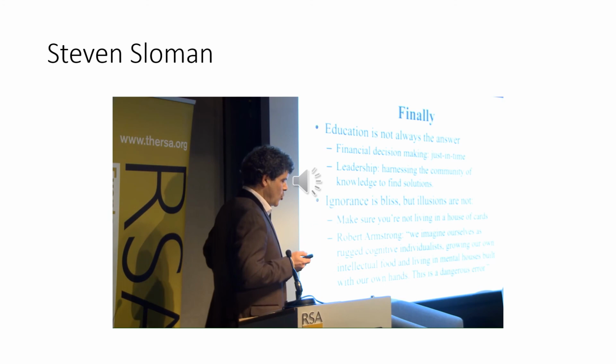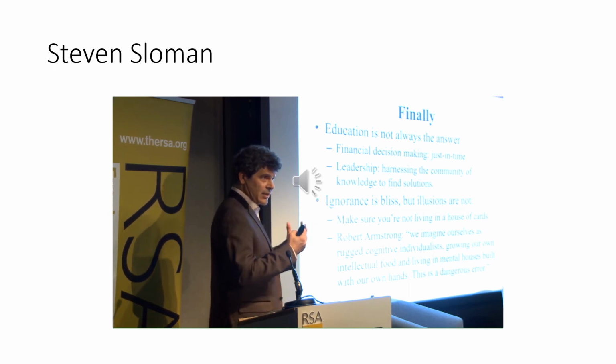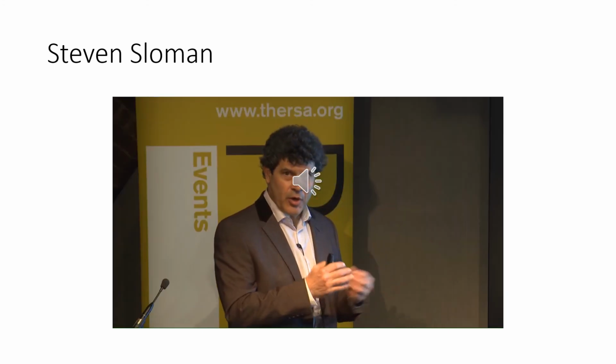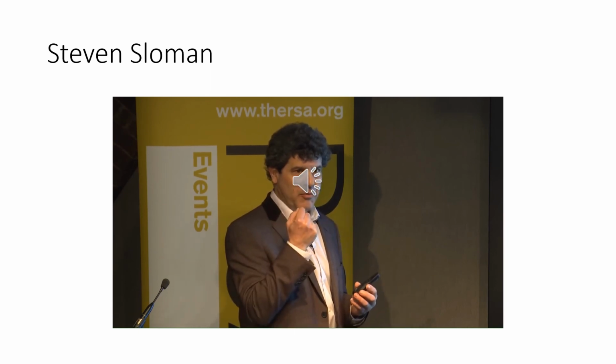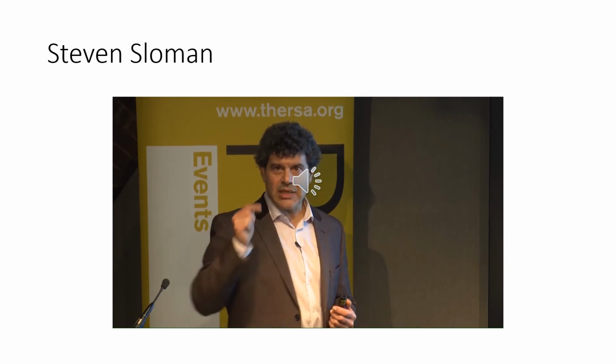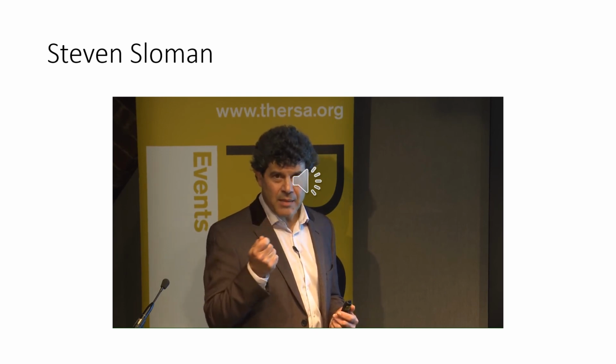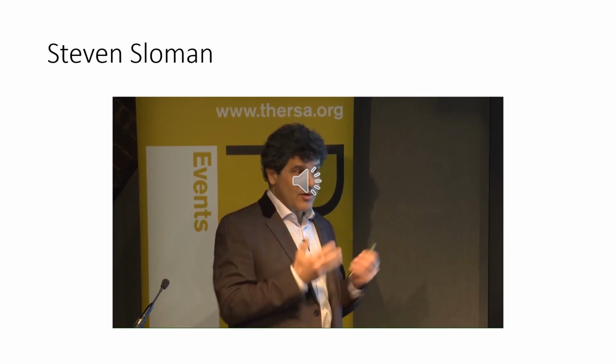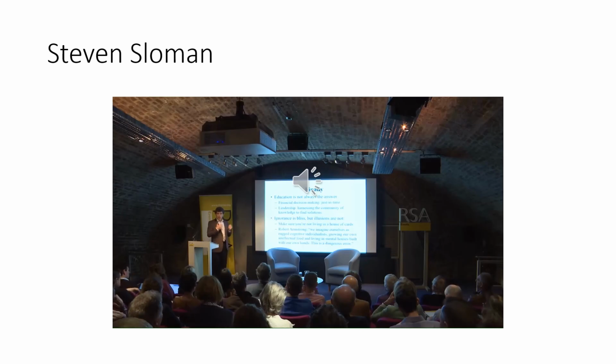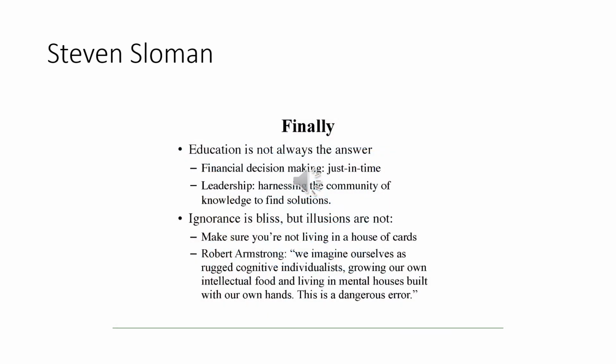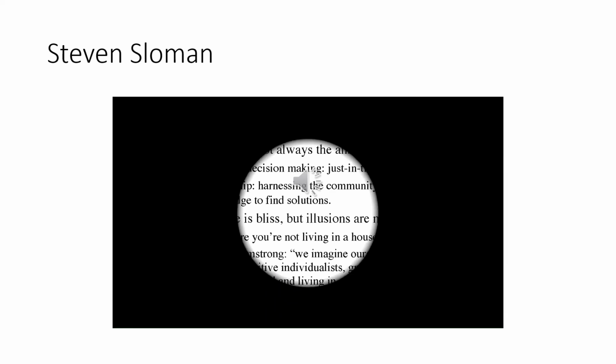They're problematic when my sense of understanding, like my sense of understanding who to vote for, is based on the understanding of the people around me, and their sense of understanding is based on the understanding of the people around them, so that in essence, there's no real understanding, and we're all voting based on a house of cards. I love the way Robert Armstrong put this in the Financial Times: we imagine ourselves as rugged cognitive individualists, growing our own intellectual food and living in mental houses built with our own hands. This is a dangerous error.